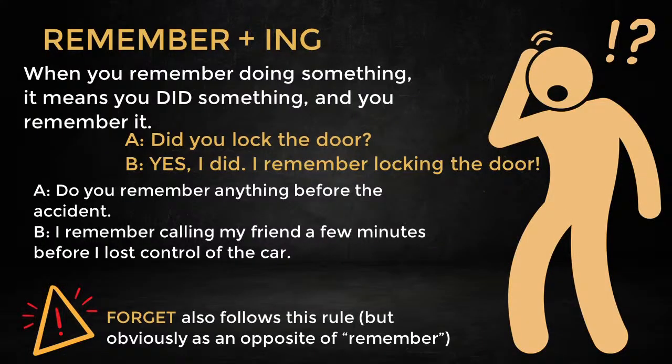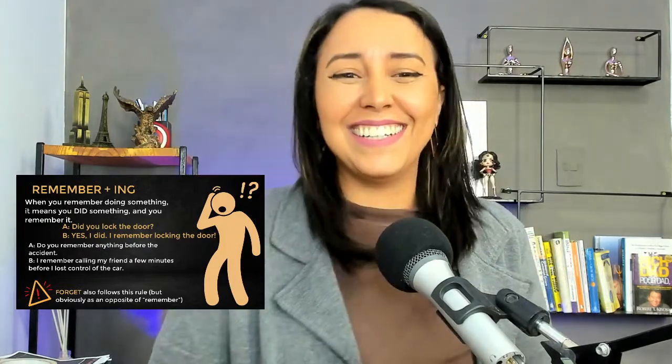So when you remember doing something, it means you did. You did. And you remember you did. Oh, I remember calling you. No, you didn't. I remember calling you. Look at my phone. The call history. So I remember calling you. So I did it and I remember doing it. That's the idea of remember plus another verb in ing.